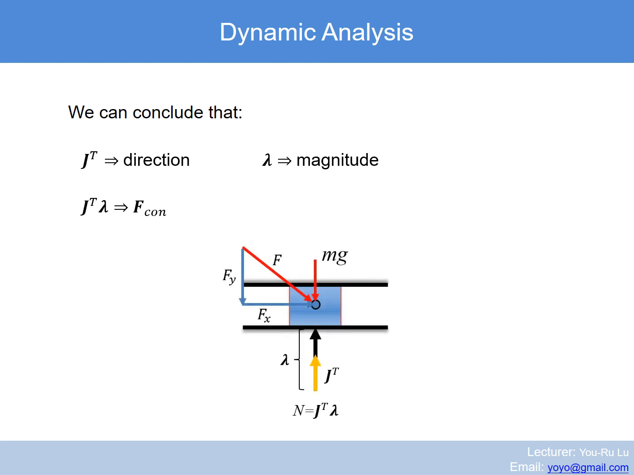Here is a simple picture to illustrate the idea. The J transpose is the direction, lambda is the magnitude, and J transpose times lambda is the constraint force, which is the normal force N here.